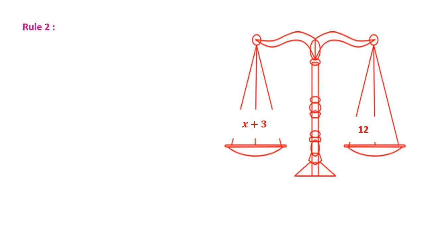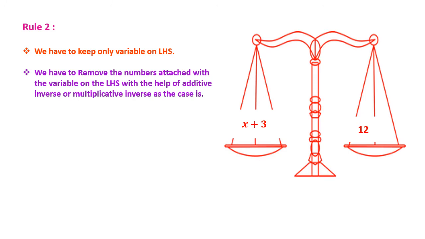So what does the rule 2 say? Rule 2 says that we have to keep only variables in the left hand side. In order to remove the number attached to the variable, in the left hand side, we have to take its additive inverse or the multiplicative inverse as the case may be. In this case, we need to take additive inverse. How shall we take it?